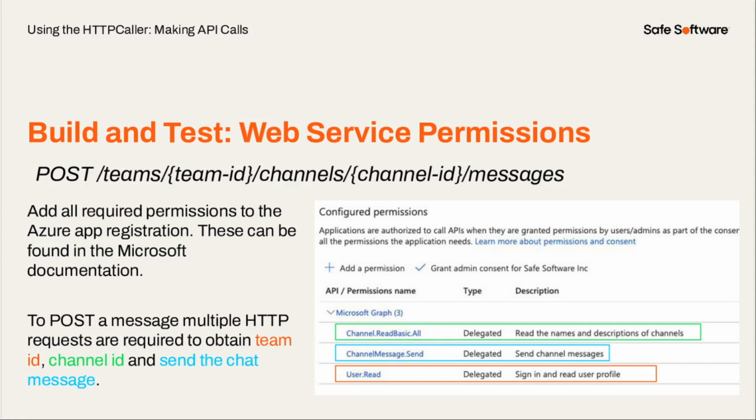Just like on the last slide, I went and looked up what the request would be to figure out the team ID, what the request would be to do the channel ID. And then based on all of the requests that I know I need to make, I've collected all the permissions I need, which you can see here in the color-coded screenshot.